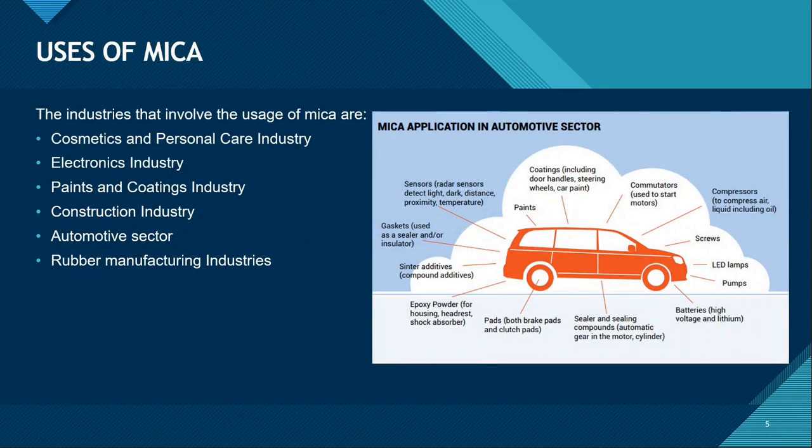Now, what are the uses of mica? The industries that involve the usage of mica are the cosmetics and personal care industry, the electronics industry, the paints and coatings industry, the construction industry, the automotive sector, and the rubber manufacturing industries, to name a few.